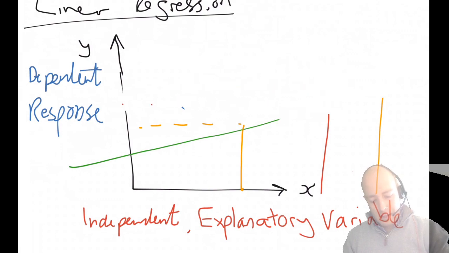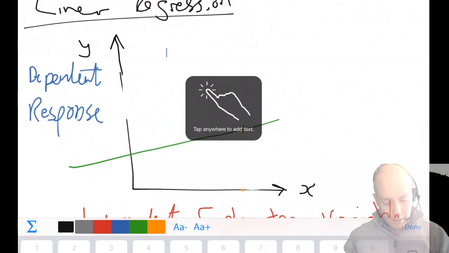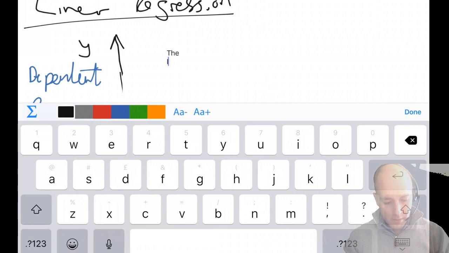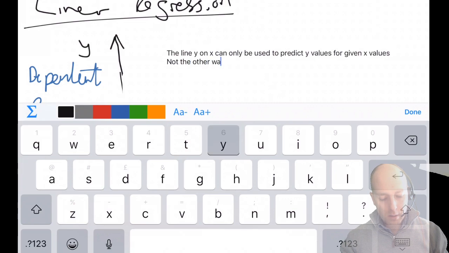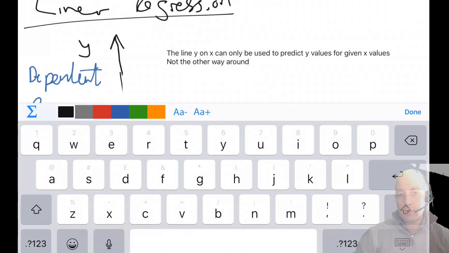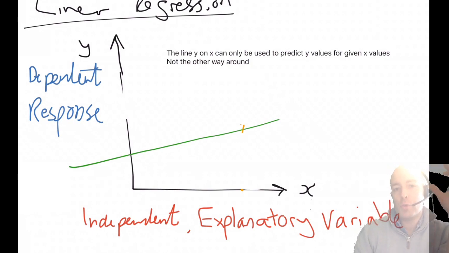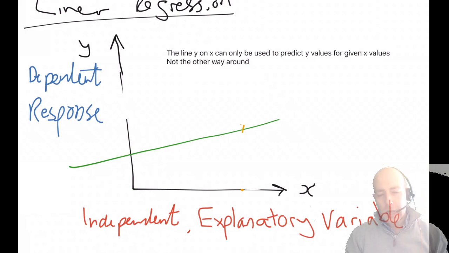So mathematically, we would say the line y on x can only be used to predict y values for given x values, not the other way around. If you wanted to do it the other way around, you'd have to recalculate your line of best fit using your variables in the wrong places, and then you'd be allowed to do some predictions. But it again wouldn't make much sense because usually there's a clear explanatory and response variable. So that's one thing we've got to be careful of.